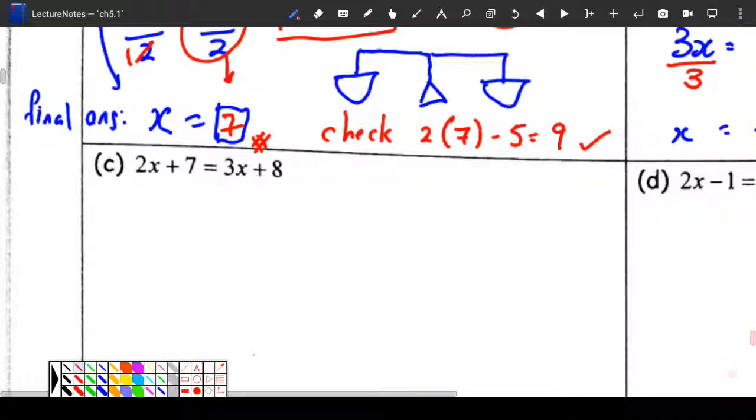You try. Okay. Now, C is still solving. That means I need to solve the x so that I get a number. Am I correct? So, I look at this. 2x plus 7, 3x plus 8. Do you agree that it's different from A? Yes. A because x is only on one side. Then this one, x is on both sides. Number is on both sides.